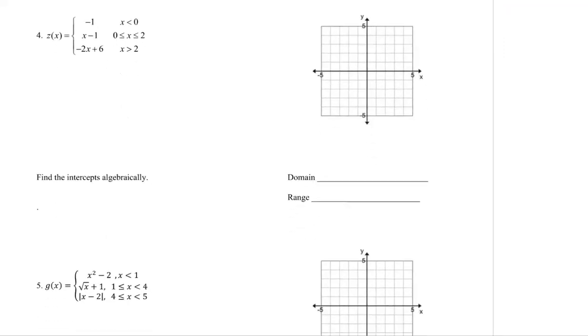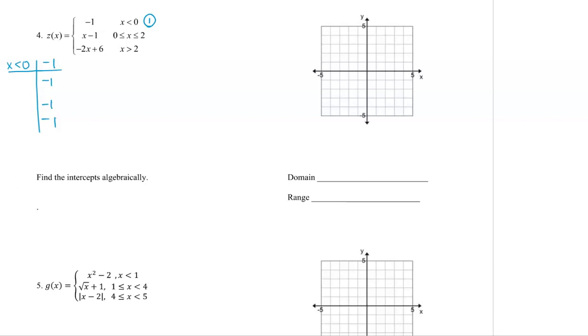We are going to begin this example by yet again making a table for each of the three pieces of this function. So we're going to make a table for the first piece. The first piece is for x values that are less than 0, and the y value that comes out is always -1. It is a constant piece, so no matter what x values we plug in, we're only going to get out -1 as our y value.